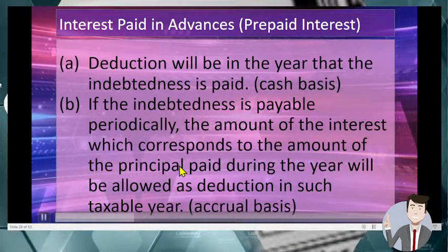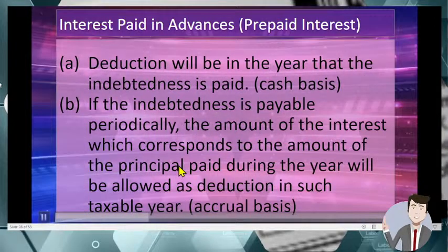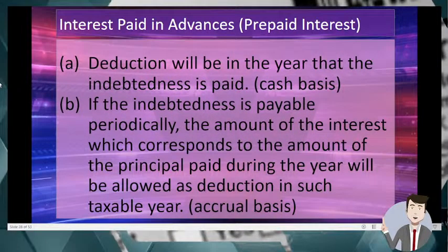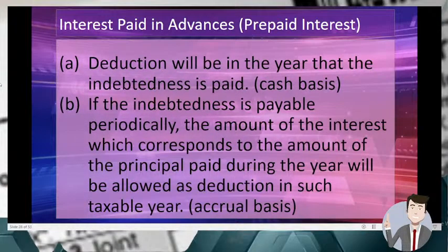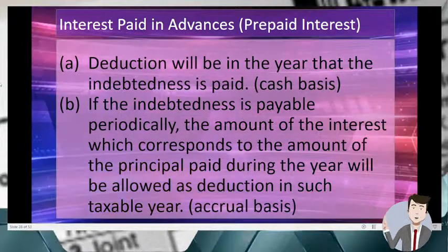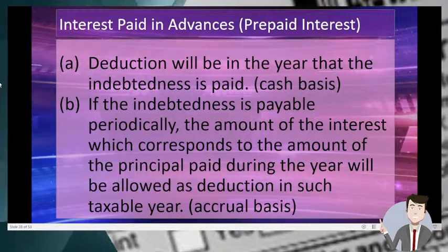So that's accrual basis. Both of the bases are allowed or accepted by the BIR, as long as you indicate what your basis is, either cash or accrual. So for cash, actually paid. For accrual basis, the interest related to that particular taxable year only is the amount of the interest that can be deducted from the gross income of the taxpayer.